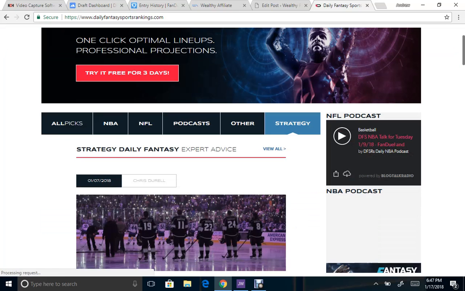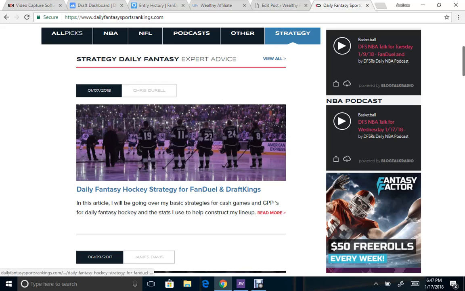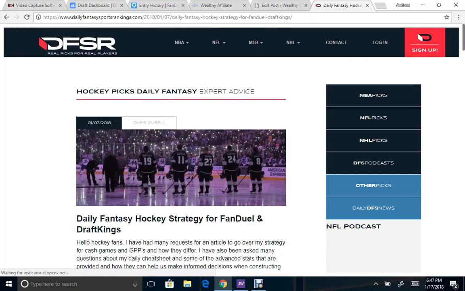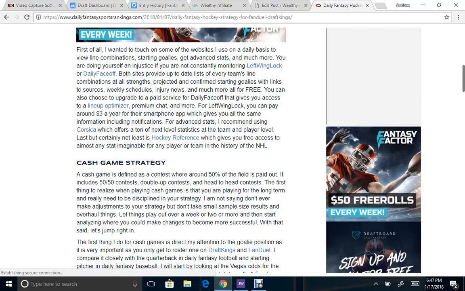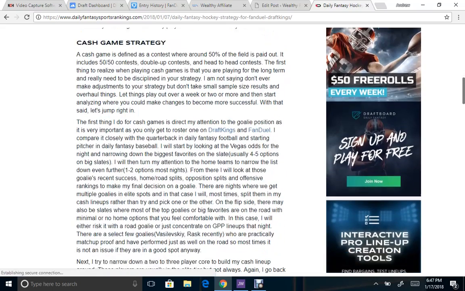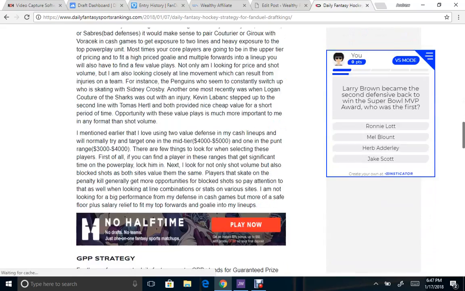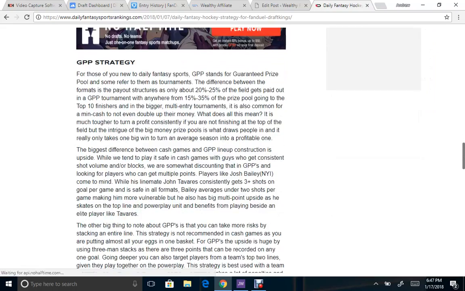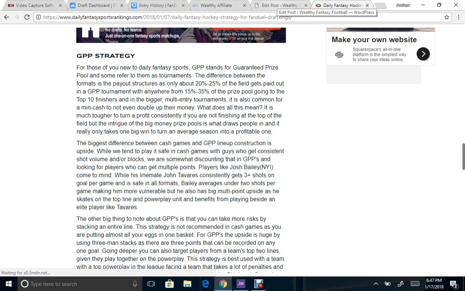And then you just go to the first one. This just recently came out too, the Daily Fantasy Hockey Strategy for FanDuel and DraftKings. This article delves into things like upside and downside when you get into cash, and comparing both. I found it a very interesting read, of course, that I implemented right away: the cash game strategy, as well as the GPP strategy or tournament strategy. So read through that so you understand the basics, because all the info is there.